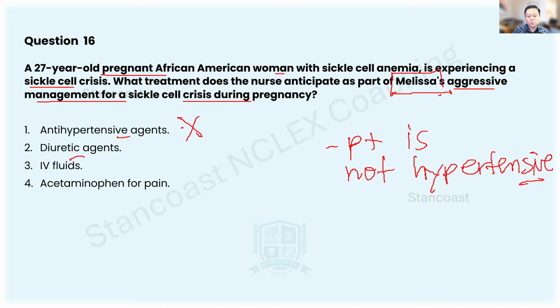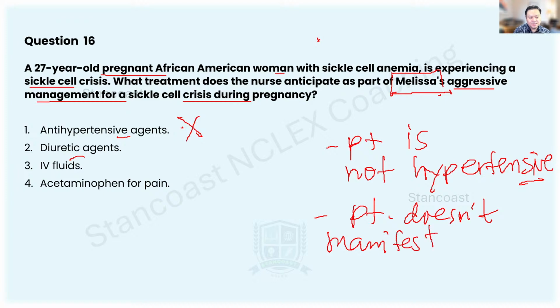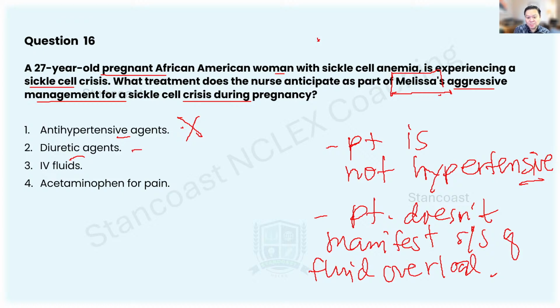2, diuretic agents. Do we have information here that the patient is fluid overloaded? No. The patient does not manifest signs and symptoms of fluid overload. So we are not seeing a reason for administering diuretic agents. There is no indication. No need to administer Lasix. No need to give thiazides. None. Number 3, IV fluids.